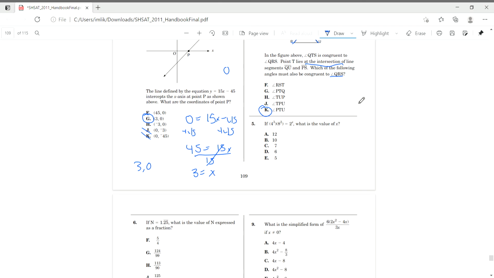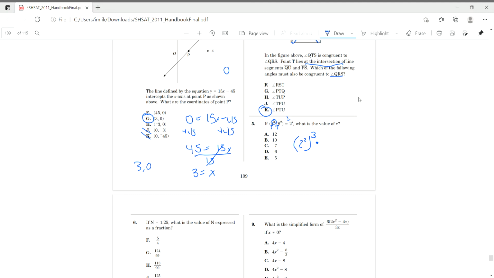Alright, number 5. If 4 cubed times 8 squared is equal to 2 to the power of x, what is the value of x? So whenever we have these problems, we want to change our base to our final base. In this equation, our final base is 2. So we want to change our base from 4 to 2, and from 8 to 2. How do we do this? Well, we can just rewrite 4 in terms of 2. 4 is 2 squared, but remember, it's to the power of 3, so we'll write 3 up there. If we solve the parentheses first, we'll get 4, and then 4 to the power of 3, so it's the same thing.